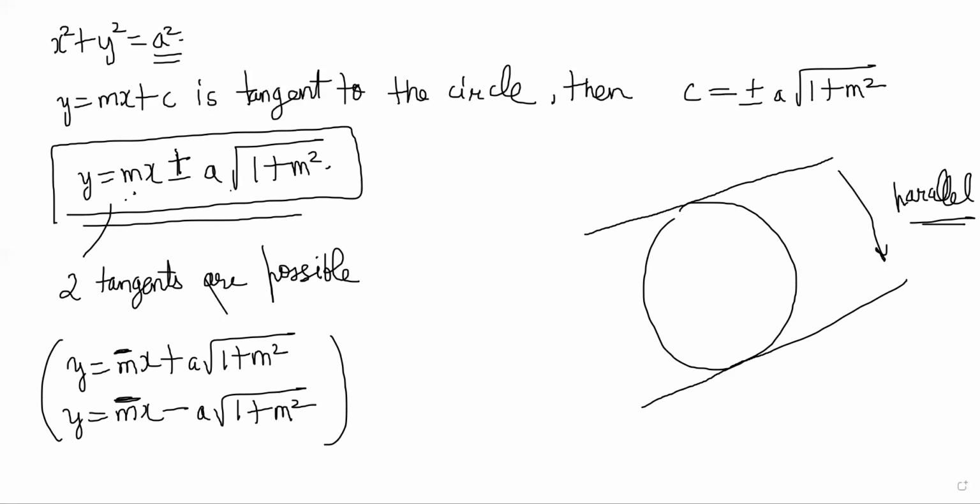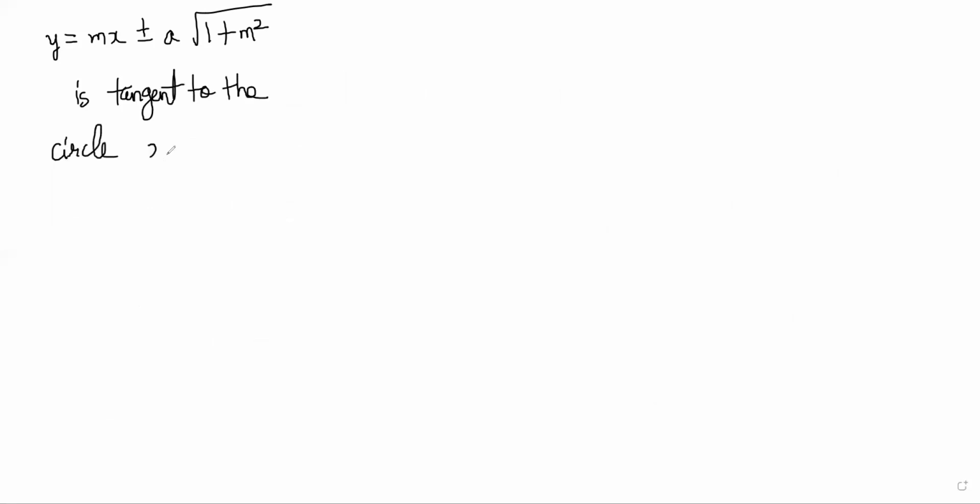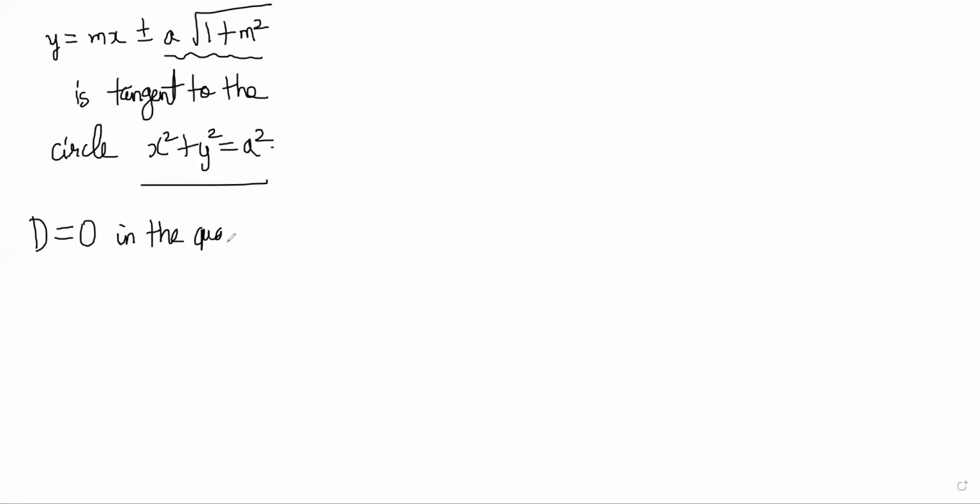Okay, I'm finished. So what we have is the condition that y is equal to mx plus minus a root over 1 plus m square is tangent to the circle x square plus y square is equal to a square. Now, this actually came because we said the discriminant was equal to 0 in the quadratic, right? And the condition from there was c square is equal to a square into 1 plus m square. That is how we wrote c as plus minus this thing, right? Right.